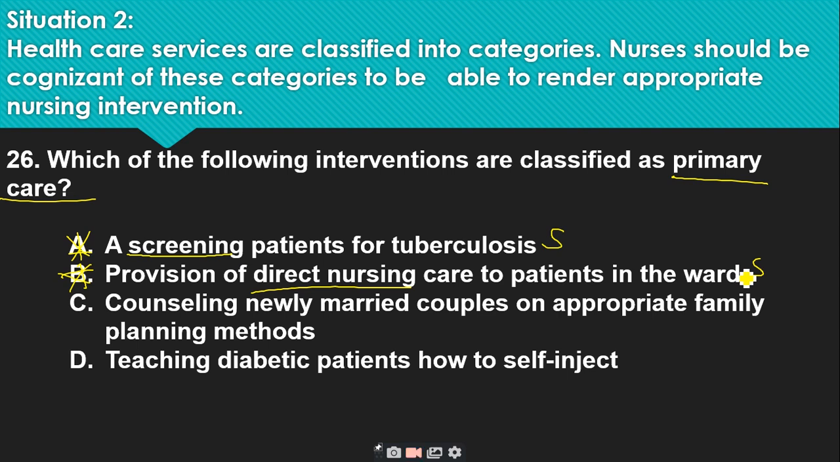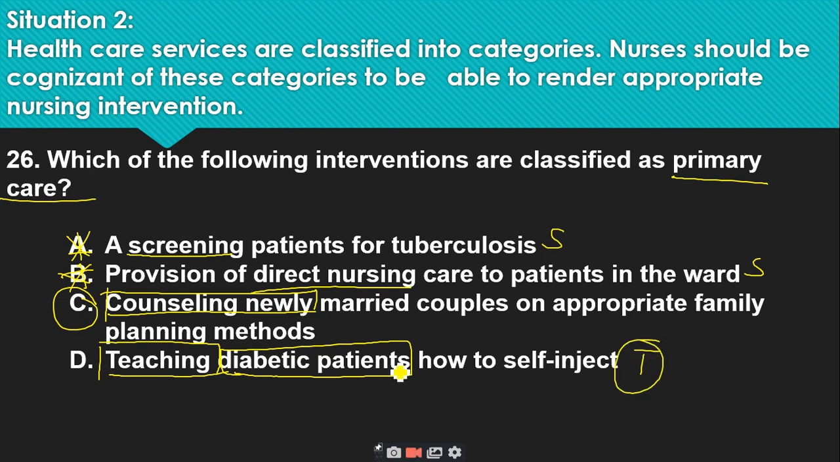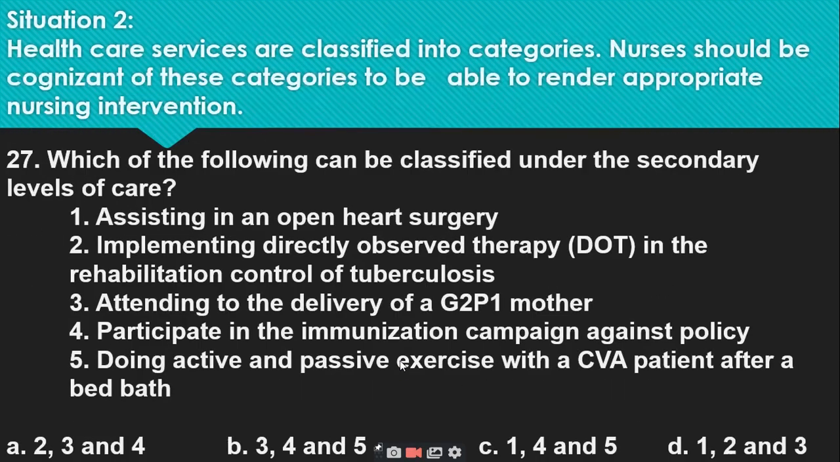So the best answer for number 26 is letter C. Letter C, counseling, is basically a health promotion activity. Letter D is actually talking about teaching, but here the patient is diabetic already. So if that is the case, that's part of the tertiary prevention. So the best answer for number 26 is letter C. Let's proceed now to number 27.